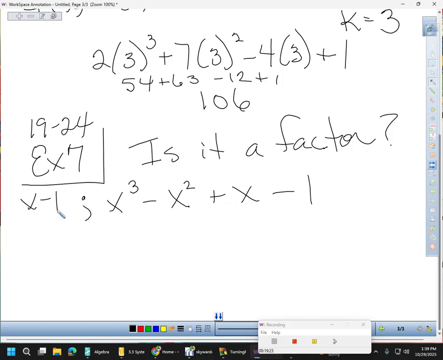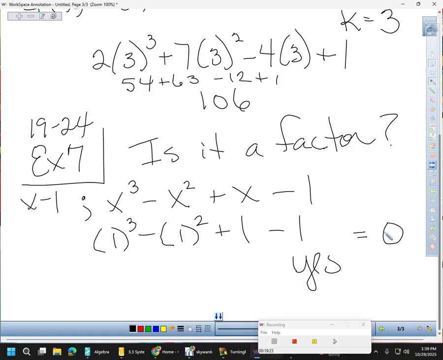So we can do it one of two ways. You can do synthetic and see if it doesn't have a remainder. Or, what is our zero here? So we can plug 1 in. So we have 1 to the third minus 1 squared plus 1 minus 1. If you get 0, you say yes. All you have to do is use your zero.